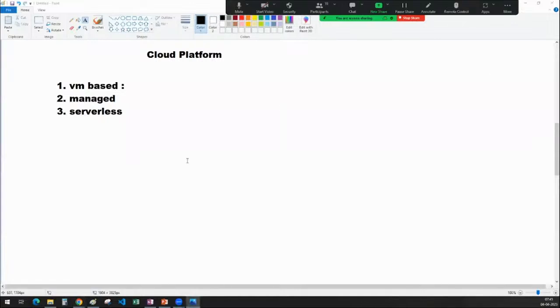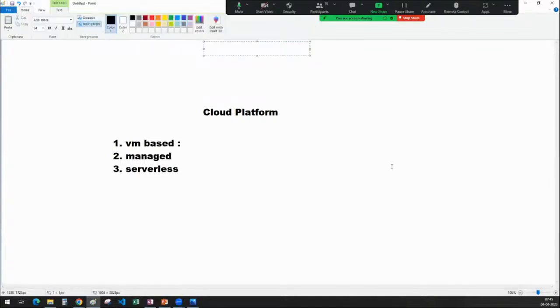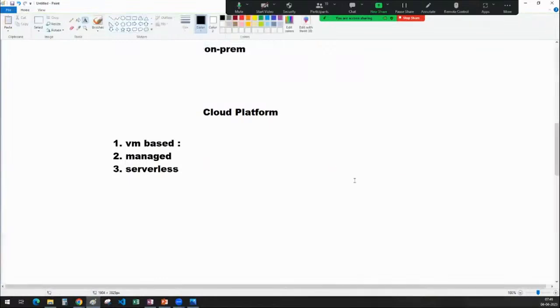Sorry guys, I'm back now. So there are three categories in the cloud platforms: VM based, managed, and serverless. But before this, if you wanted to understand, there is one more category which is not a cloud platform. That is the non-cloud platform, which we call on-premises. It is not a cloud. In on-premises, if you wanted to work with any application development, you have to manage your physical infrastructure.